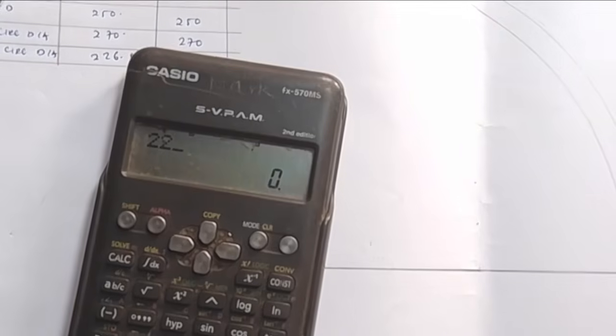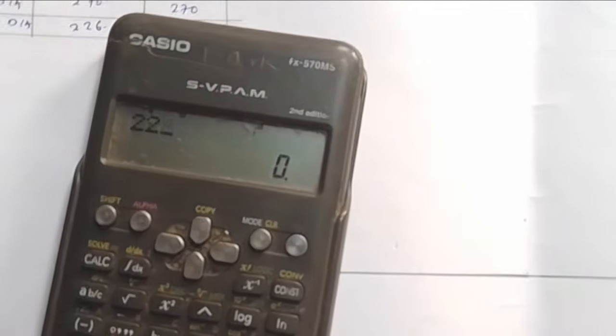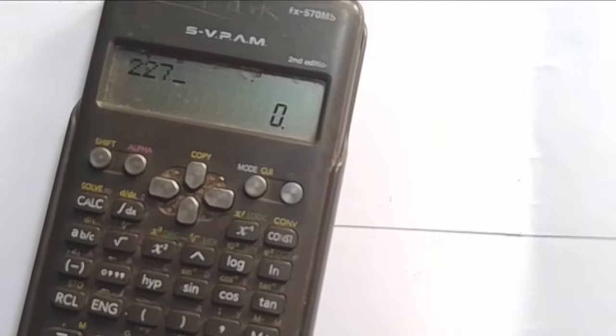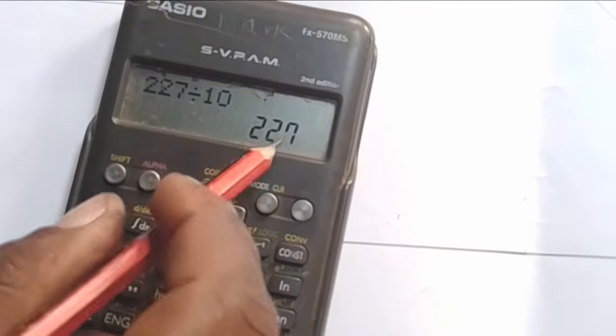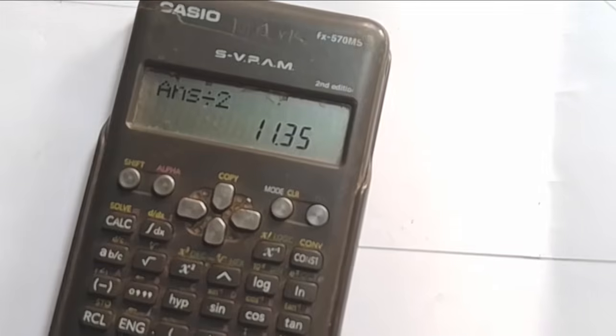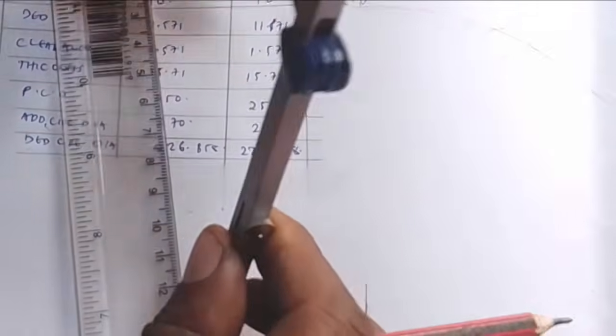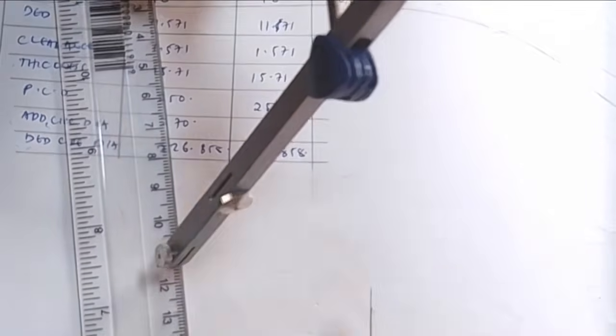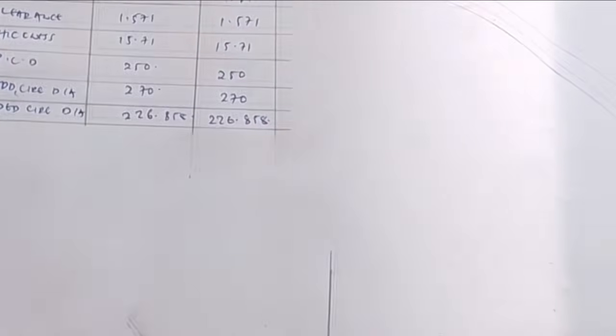226.858. You take your calculator again. That is 226 or 227. Round it off. It will be 227 divided by 10 to make it into centimeters. It will be 22.7. Again, divided by 2, it will be 11.35. 11.35 is the same as 11.4. Again, on your ruler, measure 11.4. At that point, that will be our 11.4.